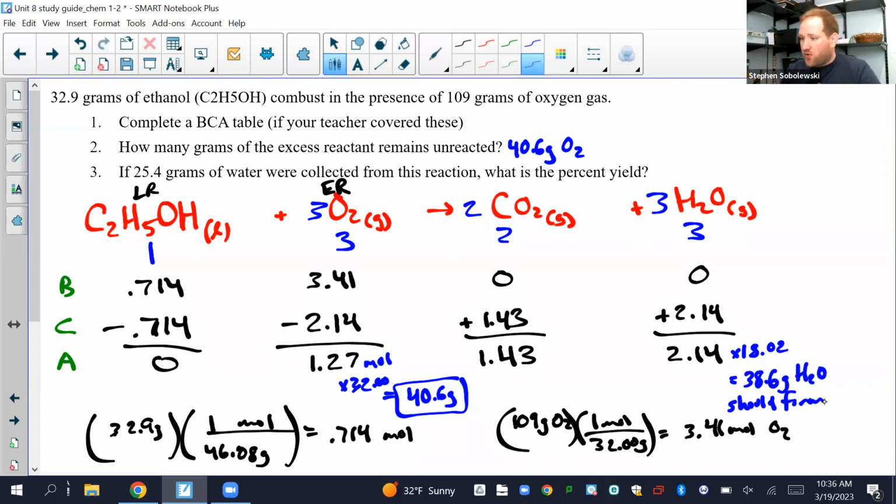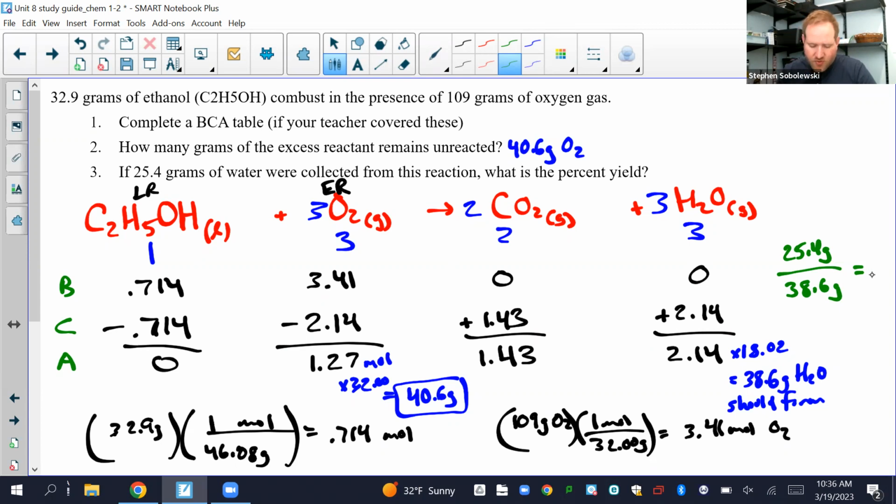That's my theoretical yield. So final setup for percent yield is going to be 25.4 grams, which is given to us in the problem as our experimental yield, divided by 38.6 grams, which is our theoretical yield. Maybe I said that wrong before. The experimental yield is the one given in the problem. The theoretical yield is the one you calculate. And that'll give us our percent yield times 100%, of course.